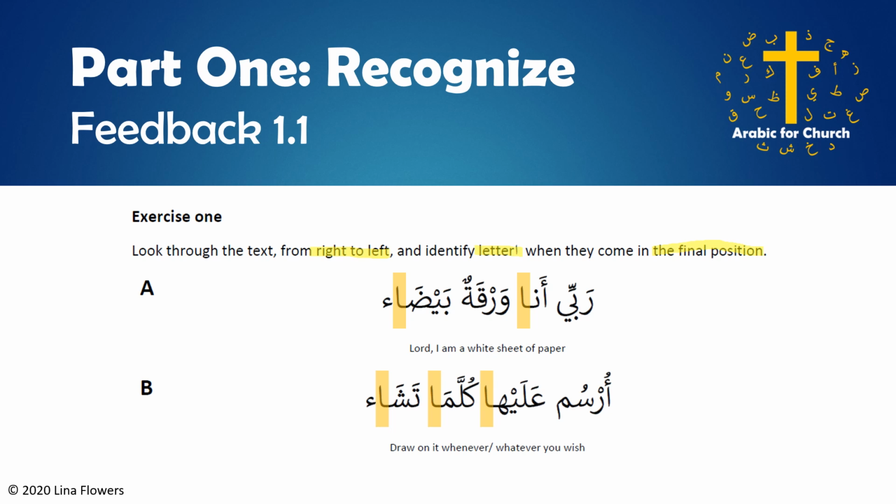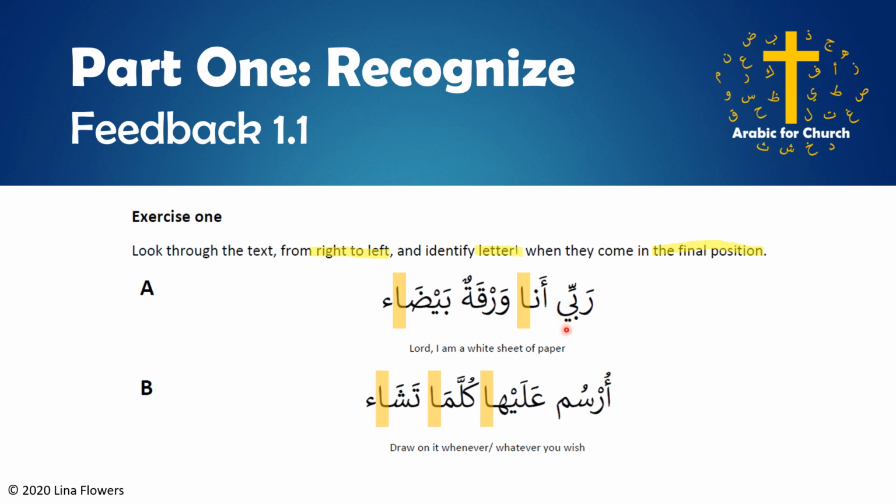These two phrases are taken from a hymn called Lord, I'm a White Sheet of Paper. In Arabic, Rabbi ana warqatun bayda. So we have 4 words in A. Let's look at the last letter in each word.